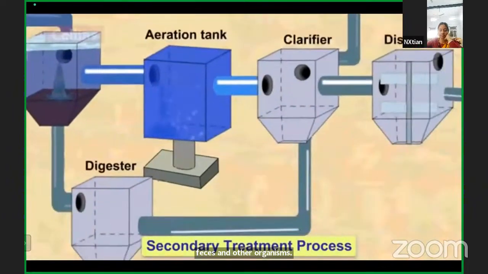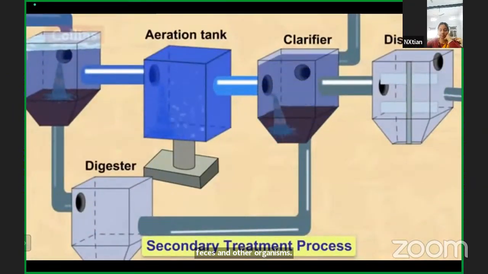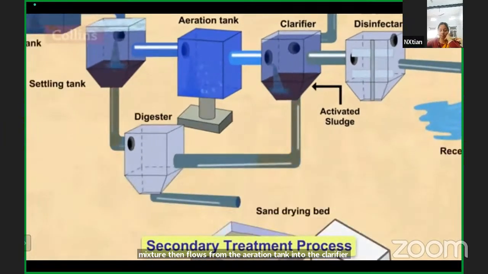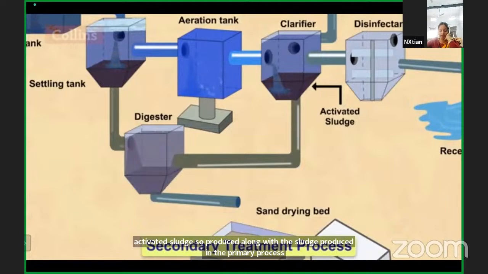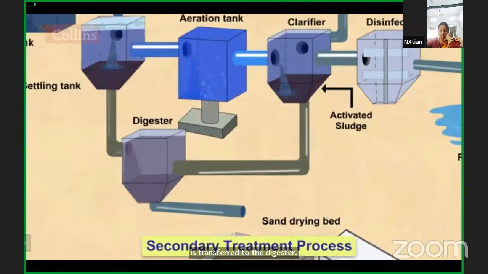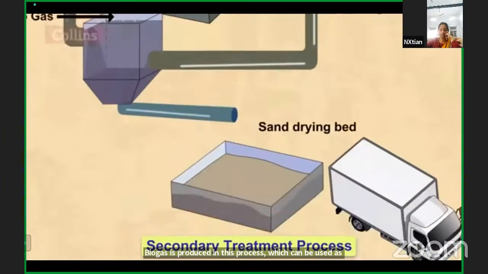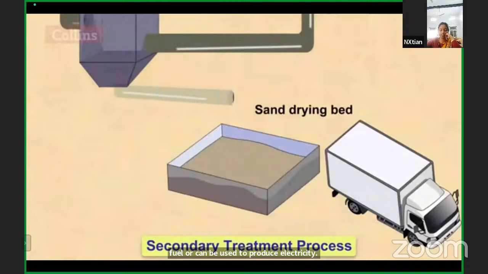The mixture then flows from the aeration tank into the clarifier, where activated sludge settles out by gravity. The activated sludge so produced, along with the sludge produced in the primary process, is transferred to the digester, where it is decomposed by anaerobic bacteria. Biogas is produced in this process, which can be used as fuel or to produce electricity. The activated sludge is then left in the sand drying beds.